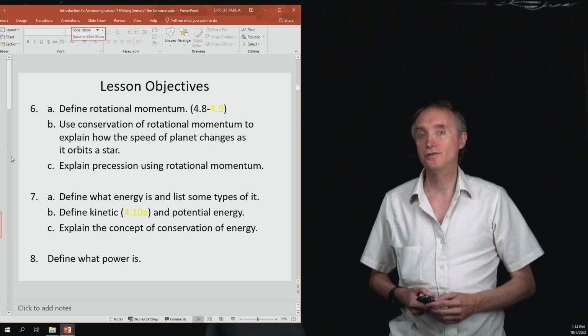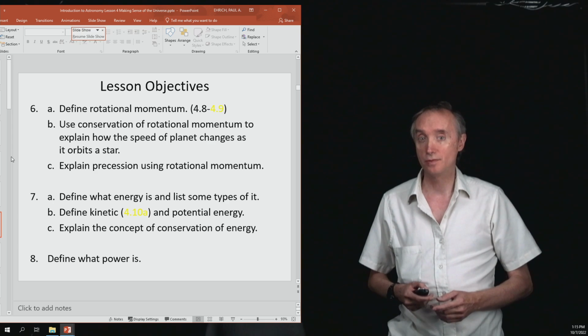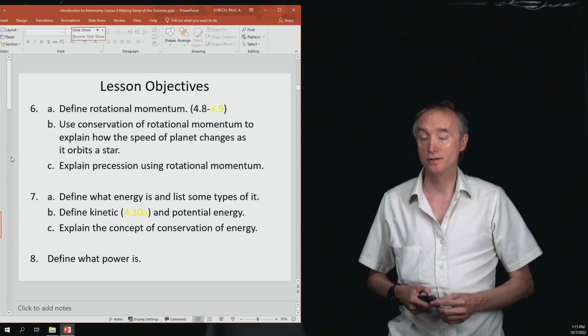And then we're going to talk about what rotational momentum is, and then take that concept and use it to explain what moons and planets do as they orbit something, and then also explain what precession is using mathematics this time. And then we're going to talk about what energy is and the different types of energy, and we're going to talk about the difference between kinetic and potential energy. And then we're going to talk about conservation of energy. And finally, we're going to define what power is.